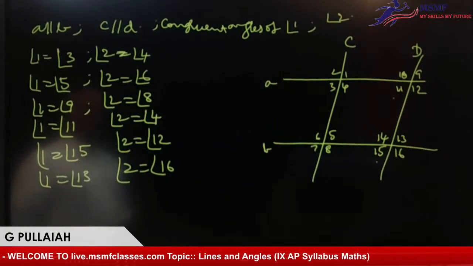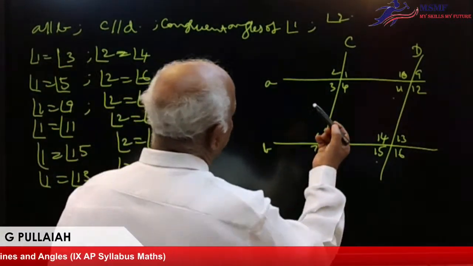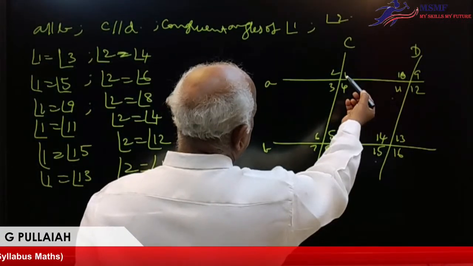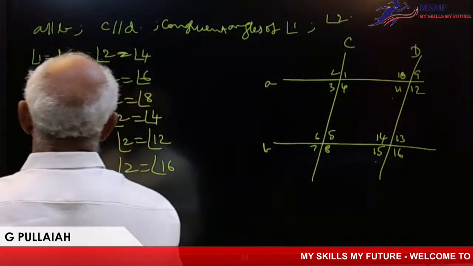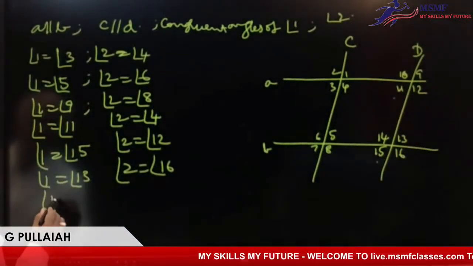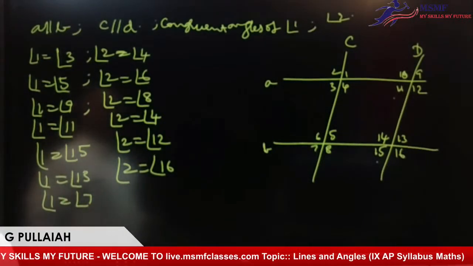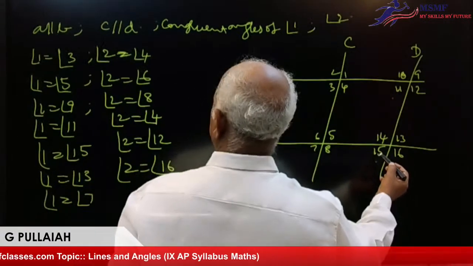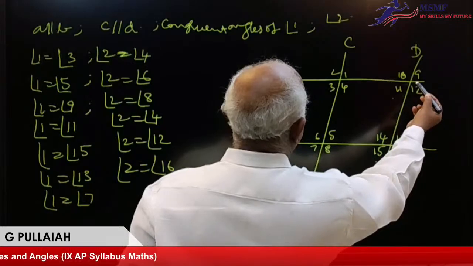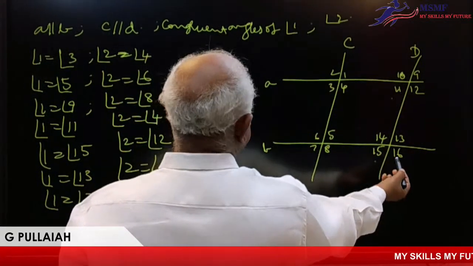Now angle 1 and angle 7. See, angle 1 is equal to angle 7. If you take it very carefully, this is angle 1. Angle 1 and angle 7 are also vertically opposite angles. So now we can make one more pair. Angle 1 is equal to angle 7. Similarly, here you can make one more pair. Angle 15 is equal to angle 9. And angle 2 is equal to angle 16 here.